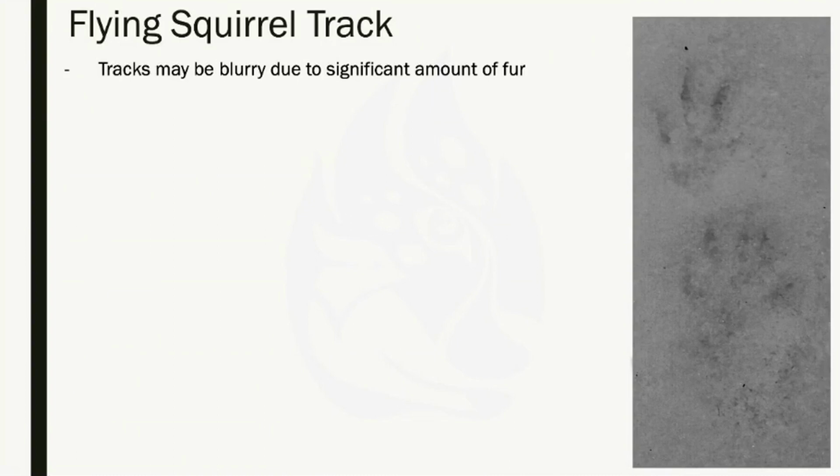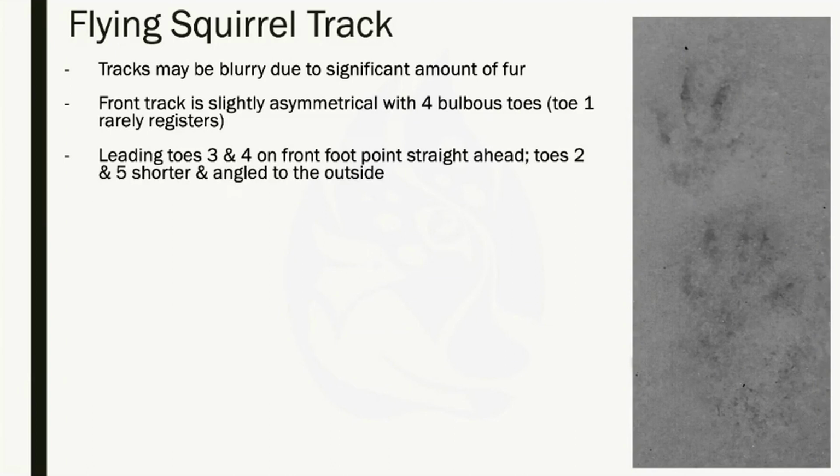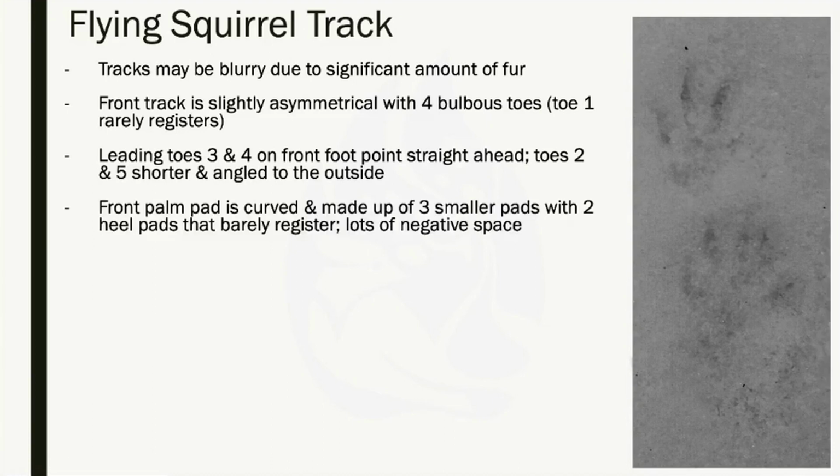But when you do get tracks on the ground, unfortunately, particularly even if they're in snow, they may be blurry because they have so much fur on their track. Okay. Again, the front track's going to be slightly asymmetrical like the other squirrel species. 4 toes. Toe 1 is rarely going to register. The leading toes are these inner toes on the top, toes 3 and 4, and they're going to point mostly straight ahead. 2 and 5 are going to be a little bit angled to the outside and lower down.